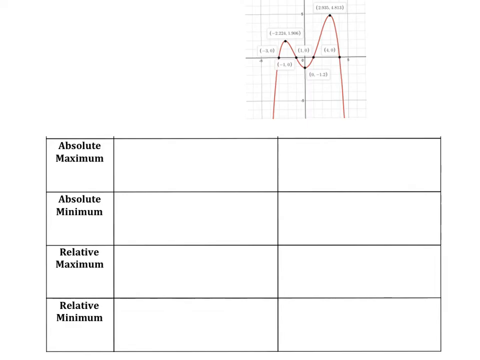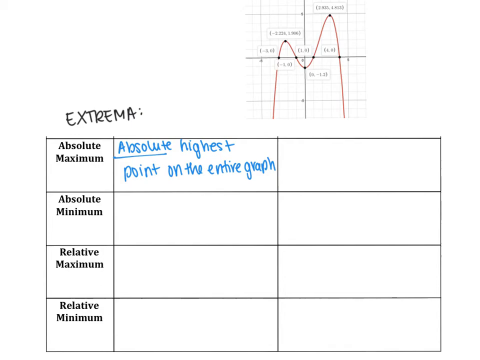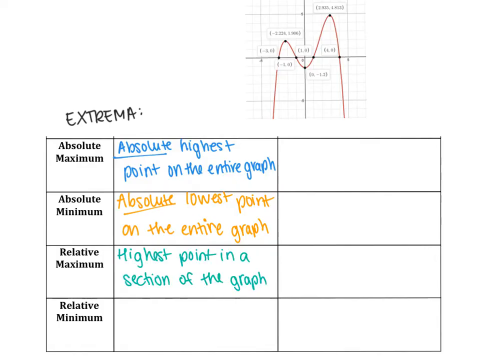We're going to consider 4 more features of functions that all fall under the category of extremas, and that's because they're going to be extreme features. The first one is an absolute maximum, and an absolute maximum is just the absolute highest point on a graph, and it should look like the highest point on a mountain. The absolute minimum is going to be the absolute lowest point on a graph, and it should look like the bottom of a valley.